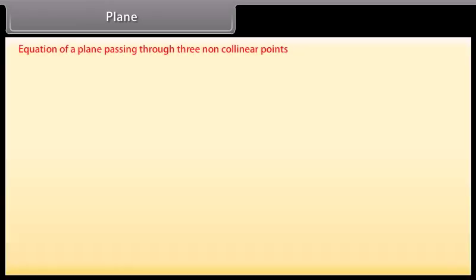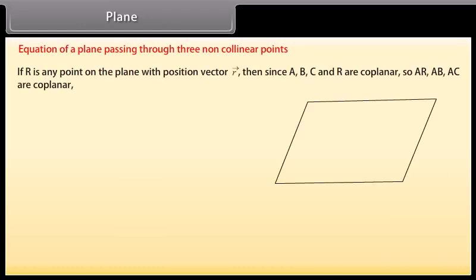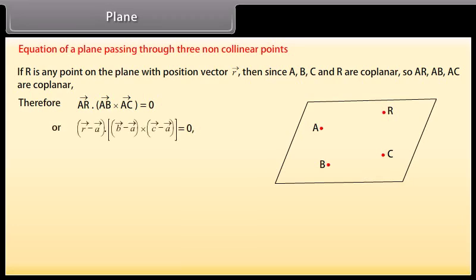Equation of a plane passing through three non-collinear points. If R is any point on the plane with position vector R, then since A, B, C, and R are coplanar, AR, AB, AC are coplanar. Therefore, dot product of vector AR and cross product of vector AB and vector AC equals 0. Or, dot product of vector R minus vector A and cross product of vector B minus vector A and vector C minus vector A equals 0.